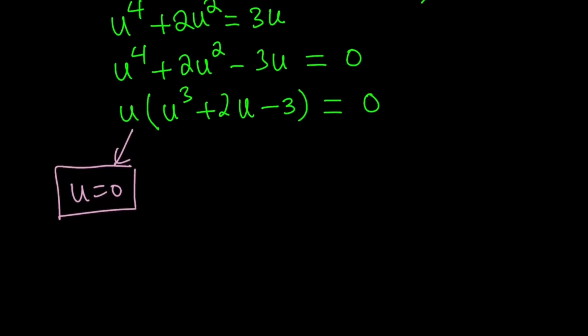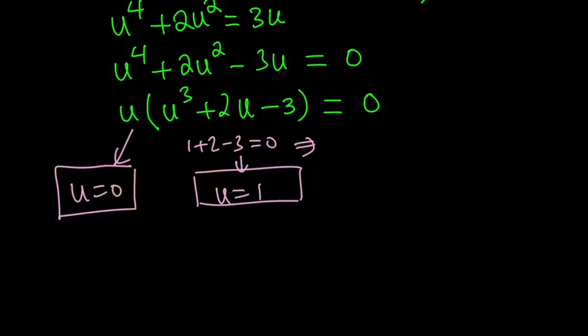And then the second equation, the cubic, has a special property. Remember, we talked about this many times before. The first thing you check in a polynomial is the sum of the coefficients. If you add these up, 1 plus 2 minus 3 is equal to 0. That just means that u equals 1 is a solution. So u equals 1 is a valid solution. It's also nice because it allows us to reduce the degree by using long division or factoring.